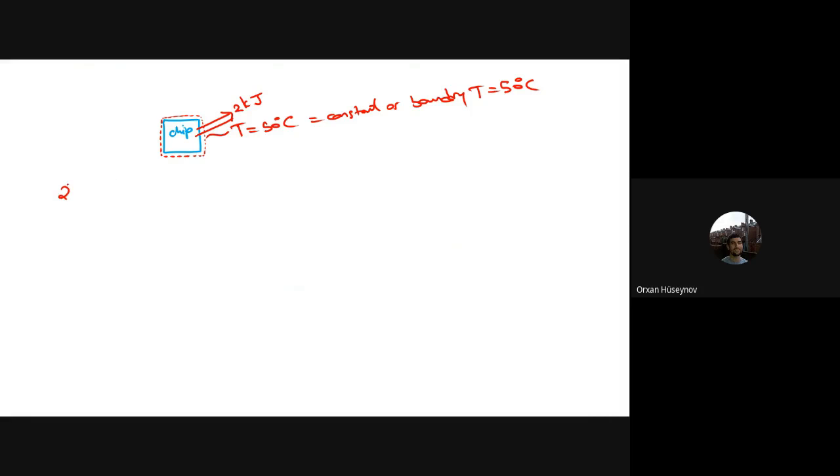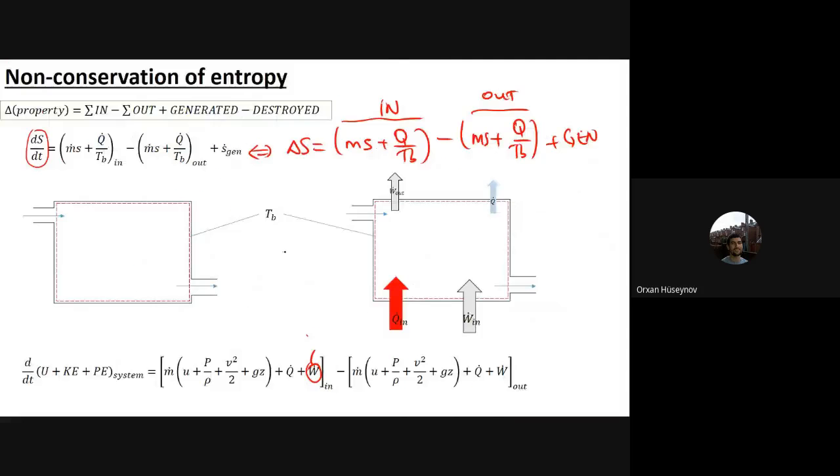Now I'm going to write the second law here because I'm trying to find the entropy generation. So I will write that the delta S of the chip will be equal to total in minus total out plus generation. This is the equation that I'm going to use. This is not a new equation. I've said it multiple times. This is from the equation set here. This is for the first law, and this is for the second law.